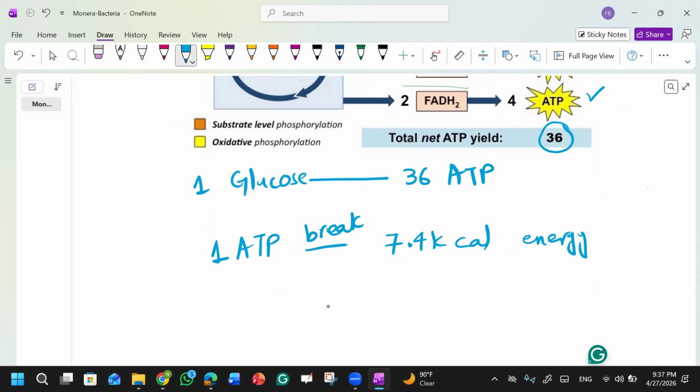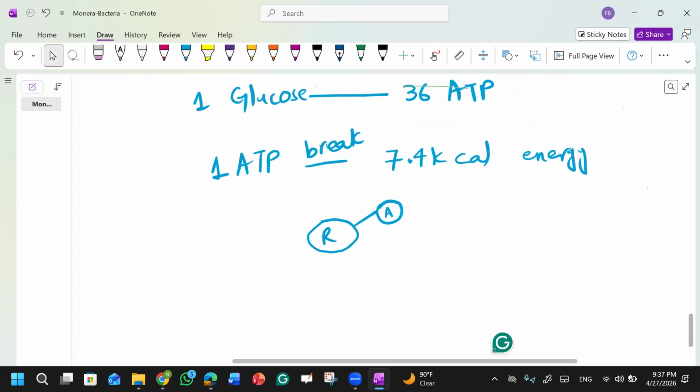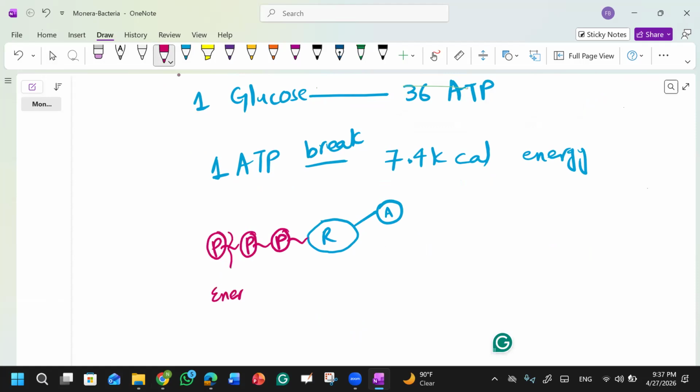And how will it be broken down? I told you there is adenosine, there is ribose sugar, there is the adenine group, and there are three phosphates, like this. So every time a phosphate bond breaks, your cell will get energy. So this will break, then this will break, then this will break. So this is how you get energy. Are you getting my point? We started from glucose.